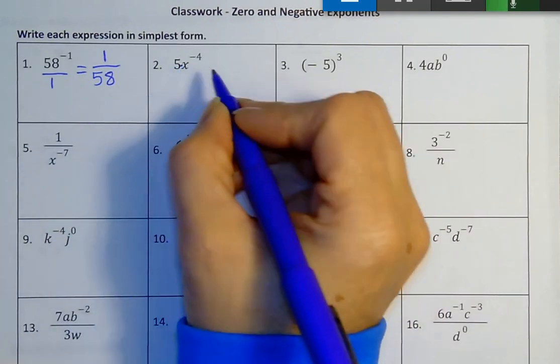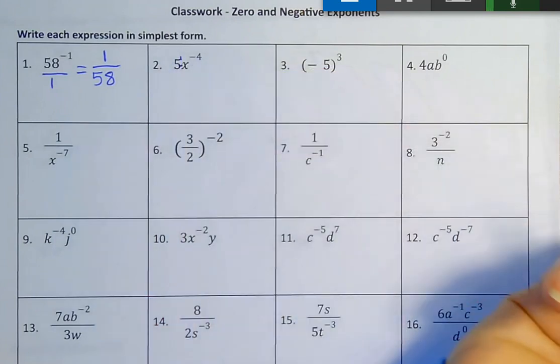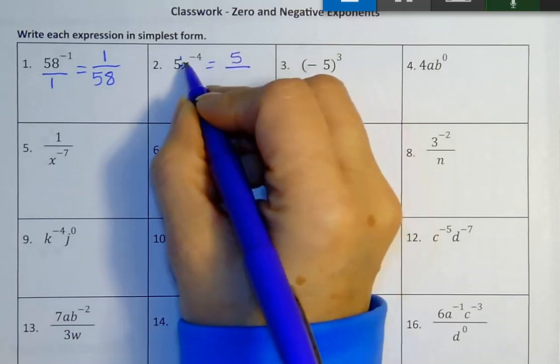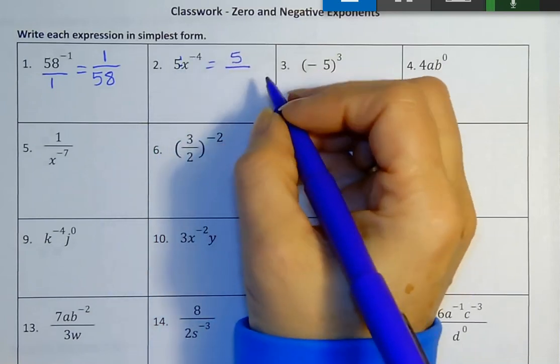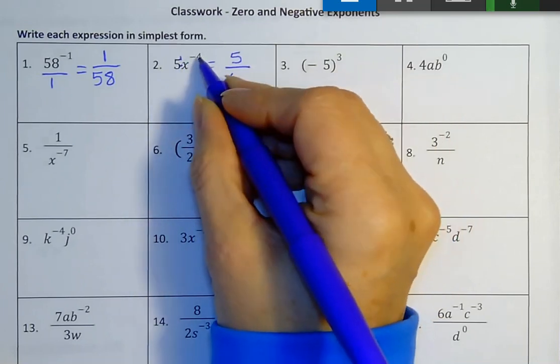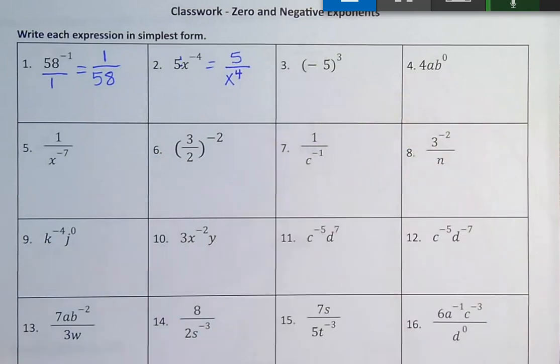Here, remember, this is 5 times x to the negative 4. So 5 has an invisible exponent of positive 1. 5 is not going to change, so I'm going to keep 5 in the numerator. X to the negative 4, though, I need to move to have a positive exponent. So we're going to put x to the negative 4 into the denominator and make it x to the positive 4.